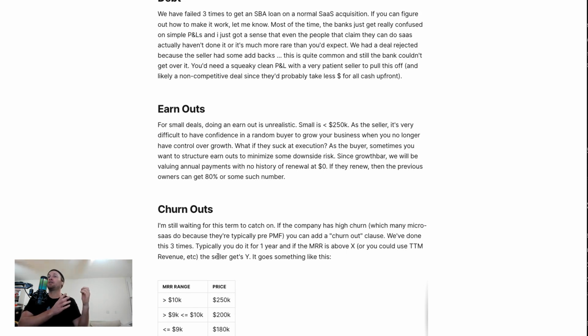If the MRR range, as reported by Stripe or ChartMogul, be very careful about how you choose that. You might want to just do actual bank cash collections. That might be a way more unbiased way to do it. If the MRR range goes between 9 and 10,000, maybe we're only willing to pay 200,000. If it dips below 9,000 cash collections on a monthly basis, maybe we're only willing to pay 180,000.